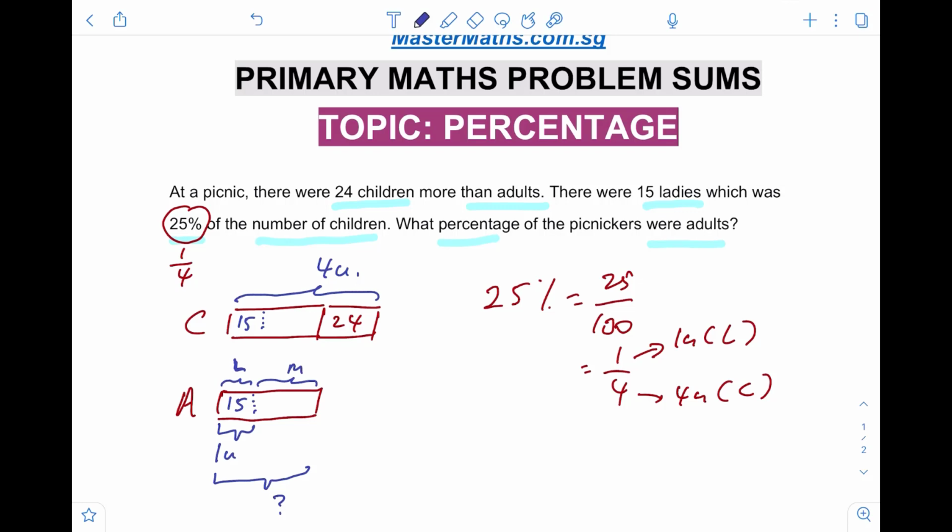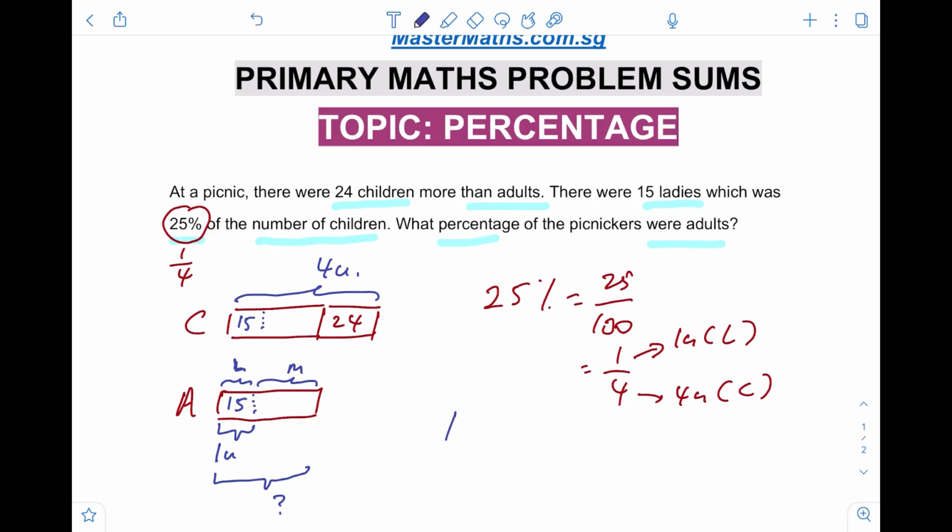So what we can do now that we have 1 unit is to find 4 units, which is the number of children. Once we find 4 units, we are able to take that minus 15, minus 24 to find this question mark over here. Or alternatively, we find the value of 4 units and we just minus 24 to get the number of adults.